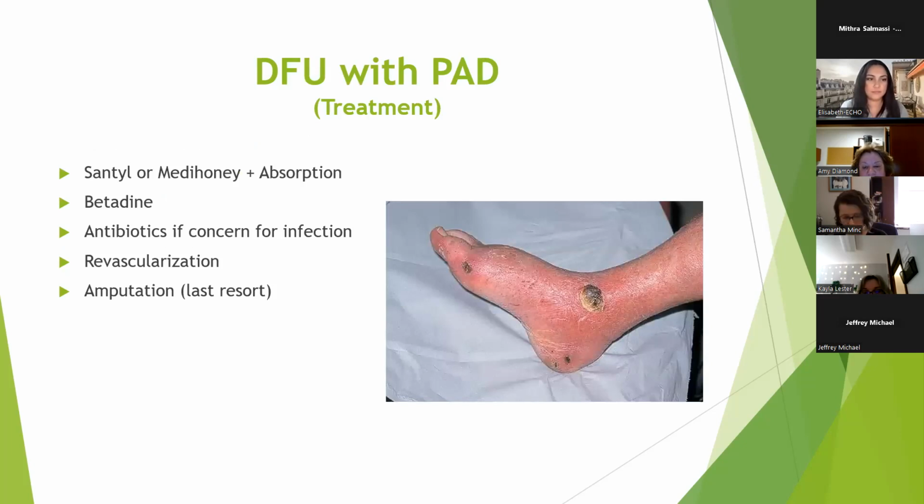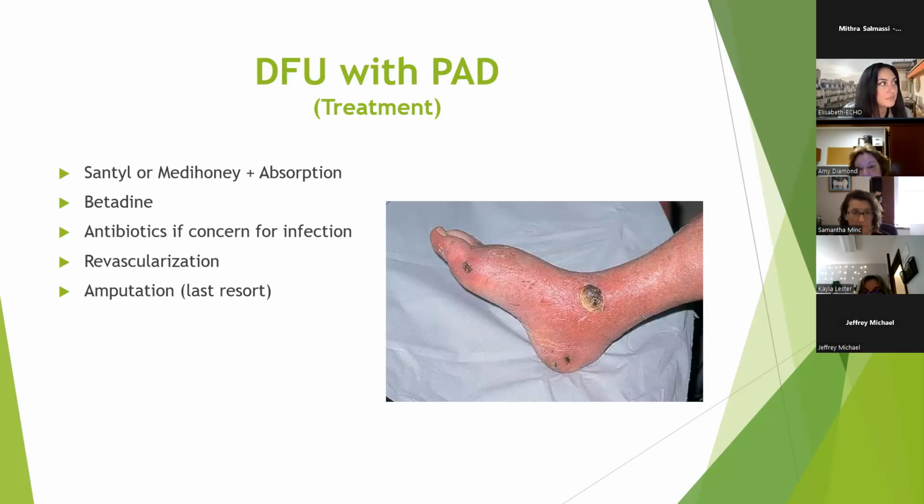How do we treat these? Obviously, you have a lot of non-viable tissue due to lack of oxygen, so Santyl, Medihoney, and absorption. We do debridements. Some of these cases, I will use Betadine on a stable dry eschar if they're immediately awaiting vascular intervention. But if they have good blood flow, we're working actively and aggressively to get their wound healed with our ointments, absorption, and debridements.